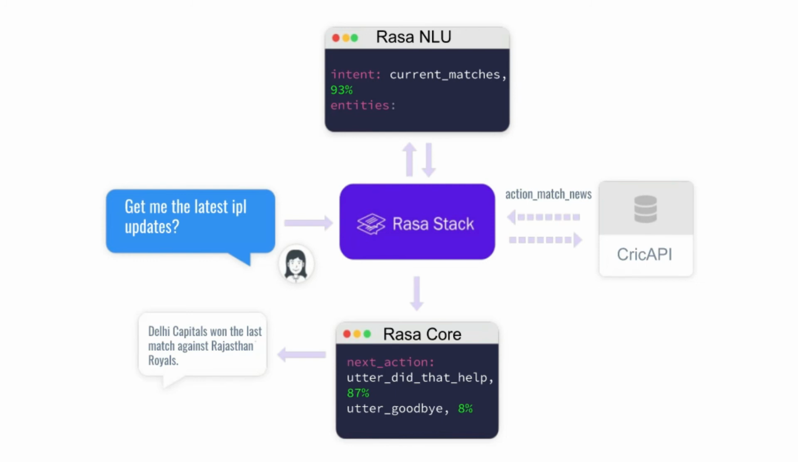Let's understand with a simple example. Suppose a user comes and says, get me the latest IPL updates. Now Rasa NLU infers the user query and finds the most probable matched intent. Let's say it matches the current match intent and passes that intent to Rasa Core. Rasa Core calls the cricket API to access the current match result. Like it says Delhi Capitals won the last match against the Rajasthan Royals. Now this response is passed to the user.